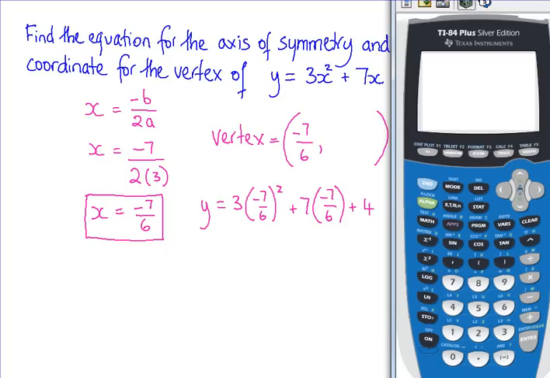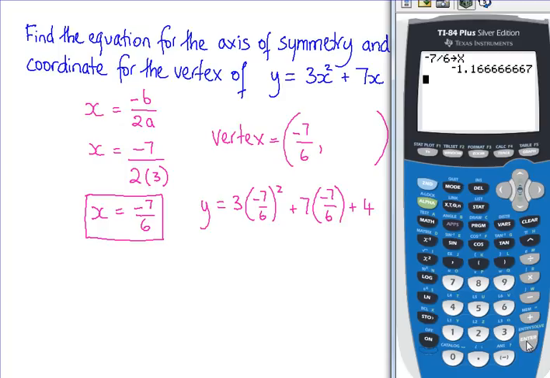So the first thing we do is enter the value of x that we're going to store. So x is negative 7 divided by 6, and we're going to store that. So I hit the store button, which is down here, and then I want to store it as an x. So then I hit enter. Now my calculator turns it into a decimal, but that's okay.